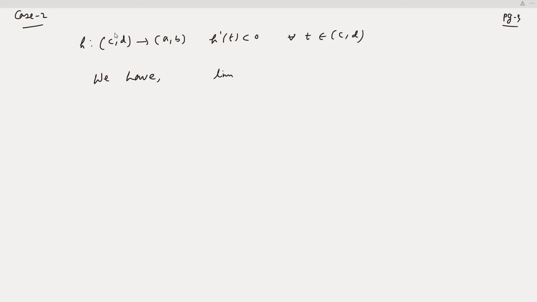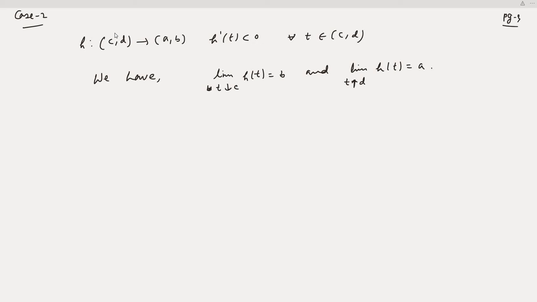limit t decreasing to c of h of t is equal to b, and limit t increasing to d of h of t is equal to a. And again we use the change of variables formula.